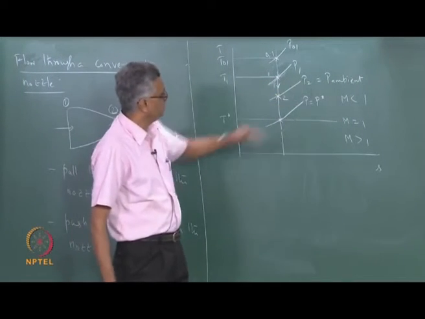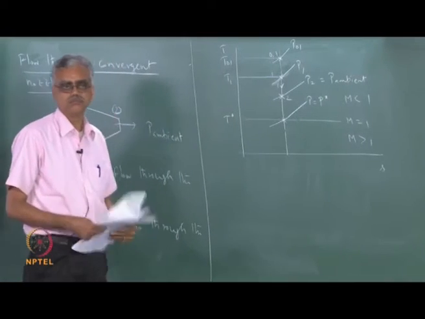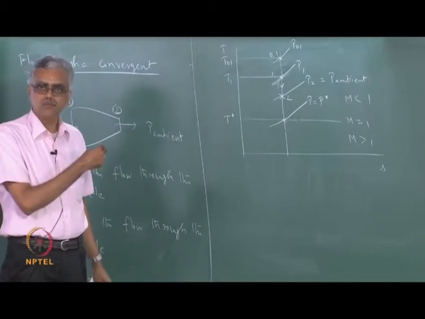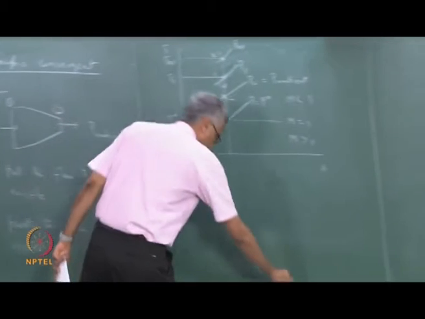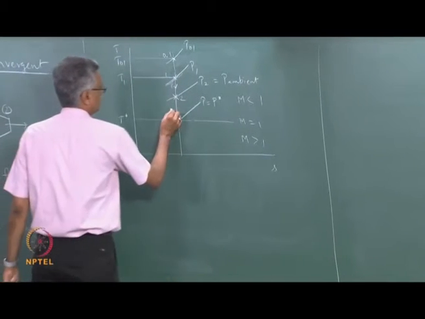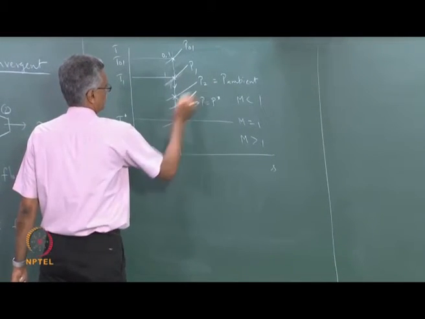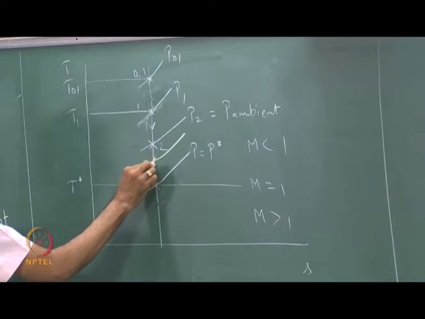Now if I lower the ambient pressure a little bit more, I can get more flow to go through the nozzle. So let us say that I lower the ambient pressure something like this. Now my state 2 will come here.